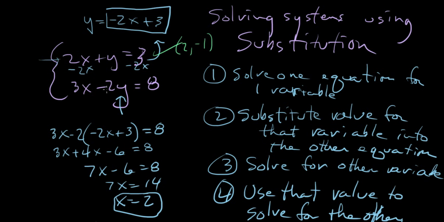Maybe I messed up here. Negative 2 times negative 1 is positive 2. 3 times 2 is 6 plus 2. Yes, 6 plus 2 equals 8. Sorry about that. So yes, that checks out too.